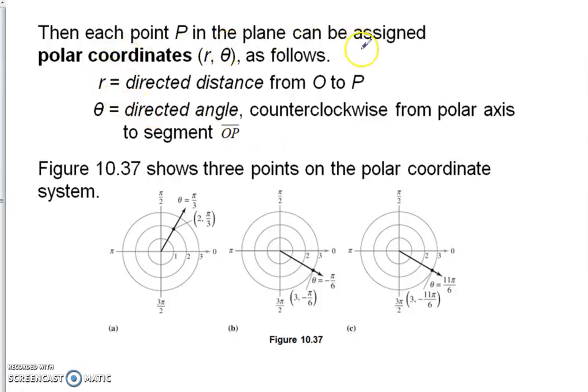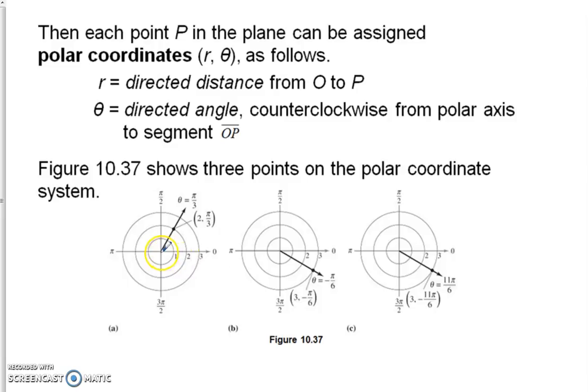Each point P in the plane can be assigned polar coordinates (r, theta). Instead of xy now, we use (r, theta) as follows. r is the directed distance from the origin to some point P, and theta is the directed angle counterclockwise from the polar axis. And you can see a couple of examples right here.